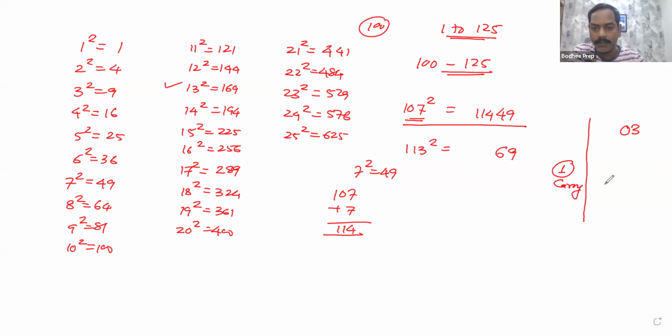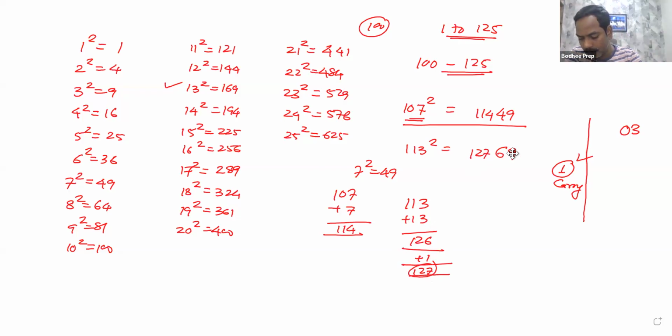What is the next step? The next step is that we have to increase the number by the same quantity with which it is more than 100. So the sum would be 126. Now what about the carry? Carry forward means we have to add it to the next. So the carry forward will be added, so overall it should be 127, and this 127 should be attached here. So 113 multiplied by itself will give me 12769.